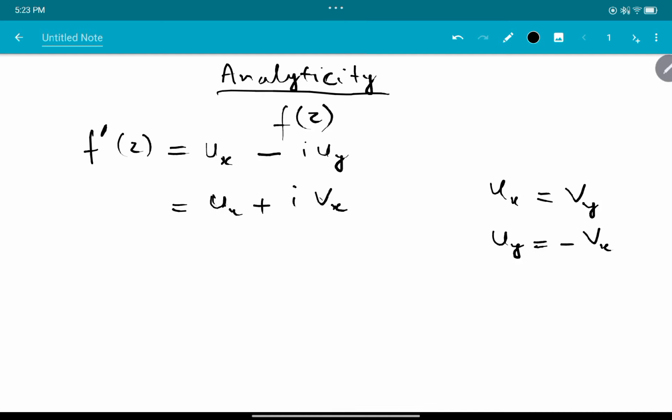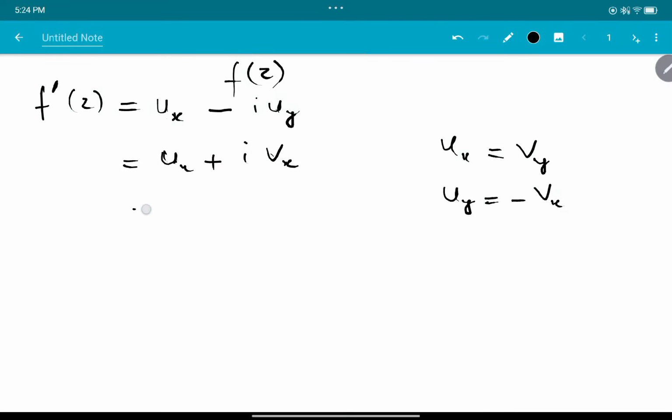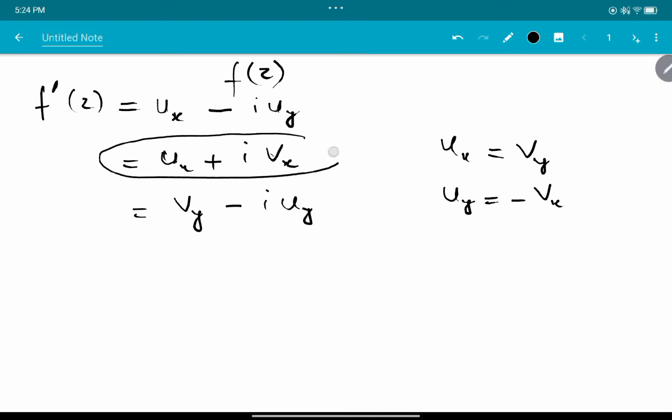This is in terms of the partial derivatives with respect to x. This is a mix of the two, and we can even have an expression in terms of partial derivatives with respect to y. For example, instead of replacing this, we can replace that. If we replace ux equal to vy, then we have vy minus i uy. That is up to us, whichever we find convenient. We will be mostly using this one, but it is not necessary. Any one of them you can use.